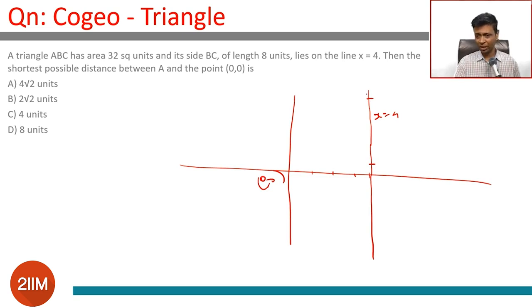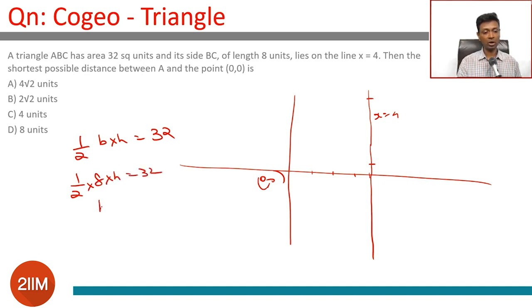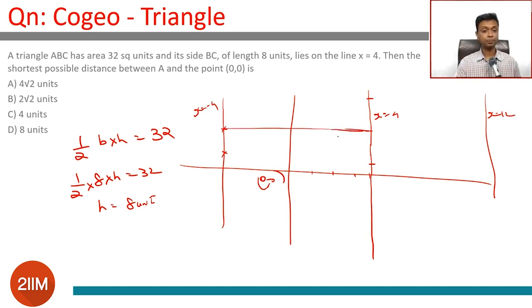Since we have this, let's take this as the base. Half into base into height is 32. Half into 8 into height is 32. So height is 8 units. Remember, this is vertical distance. So if A were placed at a distance of 8 units from this line, means either at the point x equal to 12, somewhere here, or on the line x equal to -4. Anywhere here, and BC can be anywhere and A can be anywhere here. From A to BC, the distance would measure 8.